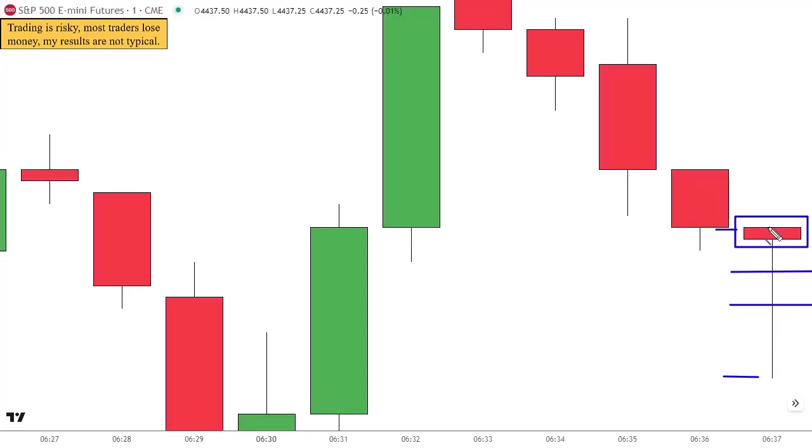Now, the other thing is sometimes people think the concept of whether the real body is red or green is important. And in this situation, it really isn't, because we want that narrow range real body. Because the open and the close are so close together, don't get caught up in whether it's red or green. Red would mean a close below the open. Green means a close above the open. But the point is that they're so close that in the real market, it's negligible. And it doesn't really matter if it's that close to each other.